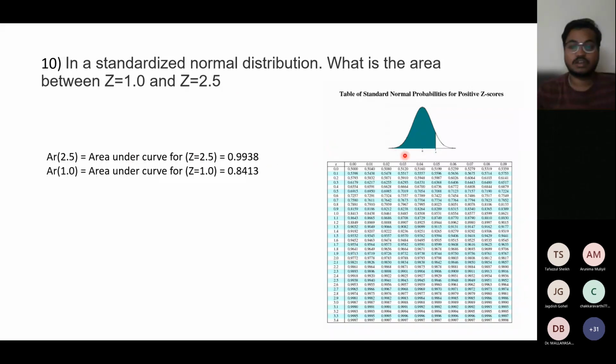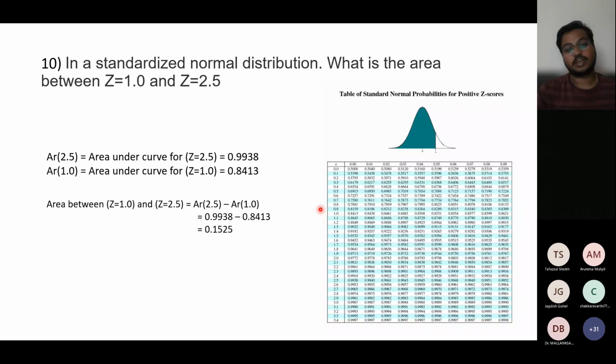There are different kinds of tables that give you different probabilities. Some tables will give you a probability of area, like this area. So this table gives a probability of the whole area under the curve till the z value, starting from -infinity. So here we directly see the value for 2.5 in the first row, that is 0.9938. And the area for 1.0 is 0.8413. So the area between these two will be area of 2.5 minus area of 1.0, which is 0.9938 minus 0.8413, which is 0.1525.